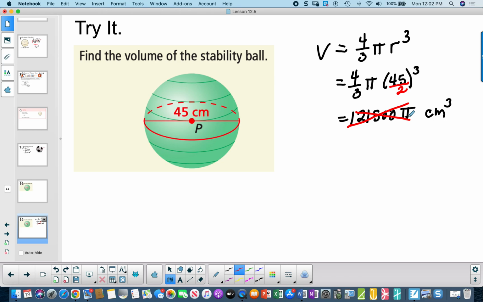4 divided by 3, and then 45 divided by 2 to the third power. So I'm going to end up getting 15187.5 pi centimeters cubed. So remember, when you're working with a radius, it has to be a radius and not your diameter. So that will be the case.